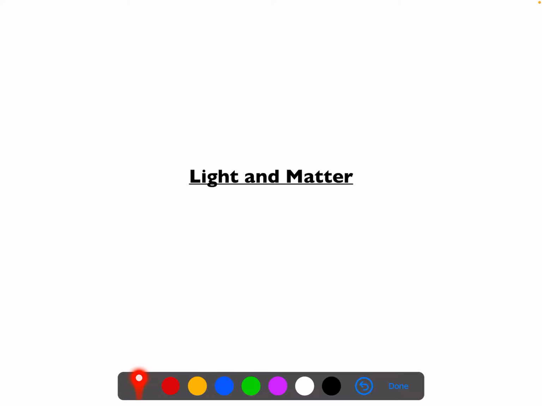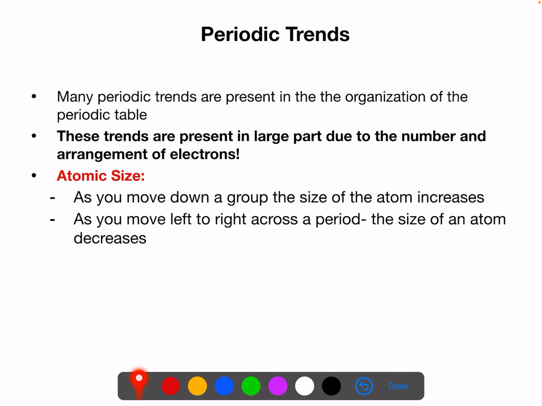This lecture is going to go over some fundamental concepts of light and matter. So we're going to start off just reviewing. So far we've talked about some periodic trends, and we talked about atomic size. As we move down a group, the size of the atom increases. And as we move from left to right across the period, the size of the atom decreases.